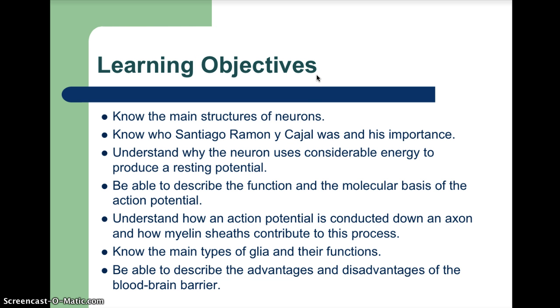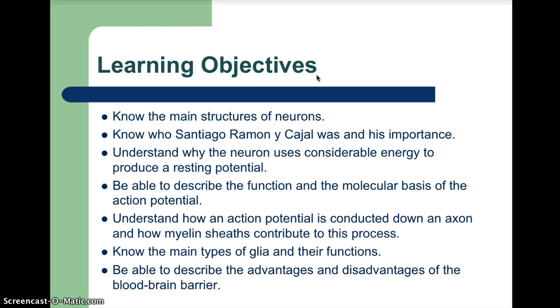For this chapter, you're going to want to understand the structural composition of neurons. Know who Santiago Ramon y Cajal was and why he's an important figure in neuroscience. Understand the basics of a resting potential and neural communication and why this resting potential is really important for that communication to proceed.